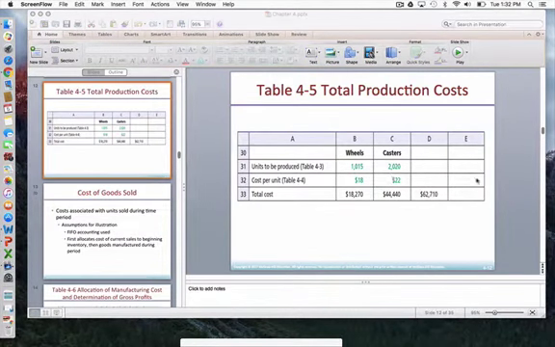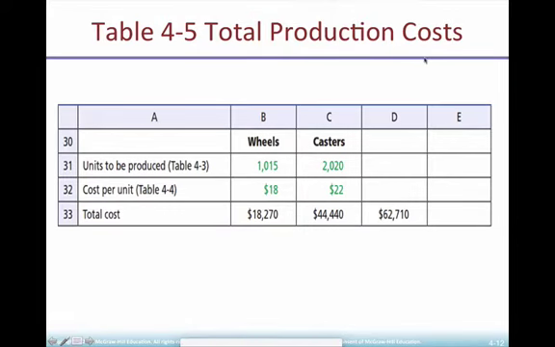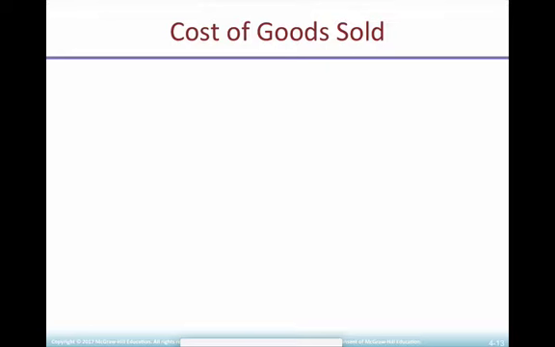Hi, we are going to continue with the second recording on pro forma income statement, and this is where we stopped the previous recording. Total production cost for this period was, for wheels, 18,270, based on number of units to be produced times the new cost per unit, and for the second good, number of units to be produced times the new cost per unit. So total is 62,710.